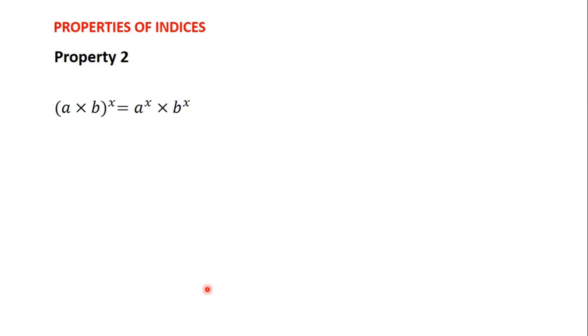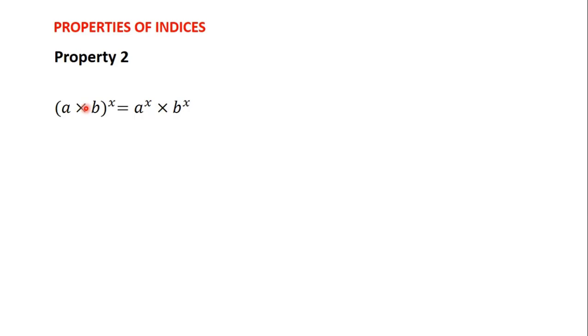Let's consider the second property. The second property says that if you have a multiplying b in a bracket like this and it's raised to the power x, it is equal to a exponent x times b exponent x. So you give this exponent x to a and you give the exponent x to b. Remember that the two numbers are multiplying. You can't do this when the two numbers are adding or subtracting. It has to be multiplication. This law is for multiplication.